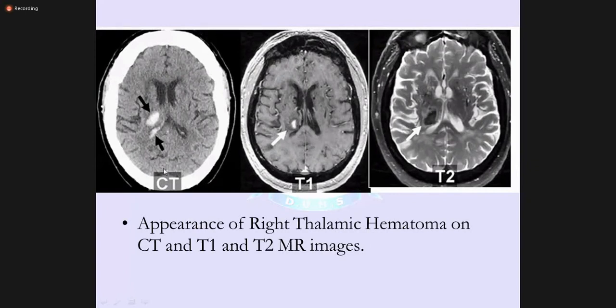This is the plain CT scan at the level of the bilateral lateral ventricles. Here we can see a bright structure, a bright spot in the region of the right thalamus. Now on T1 and T2, these are the different stages. It is bright on T1. So on T1, whatever is bright is either blood or hematoma. So this is blood.